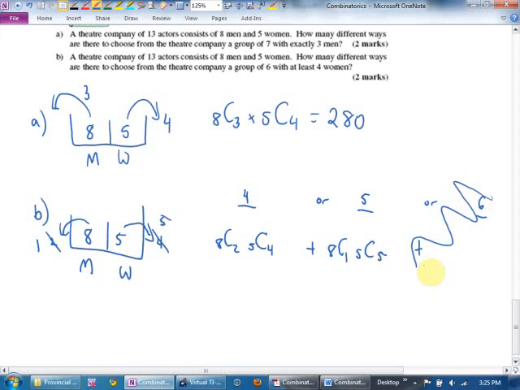Oh, and by the way, 8 choose 1 is 8. 5 choose 5 is 1. Hey, that's an 8. So I really just got to type this one. What is it? 40? 140? Final answer, 148?